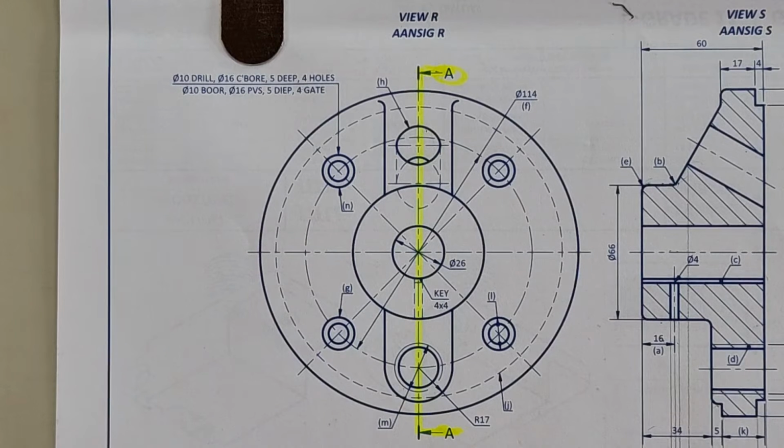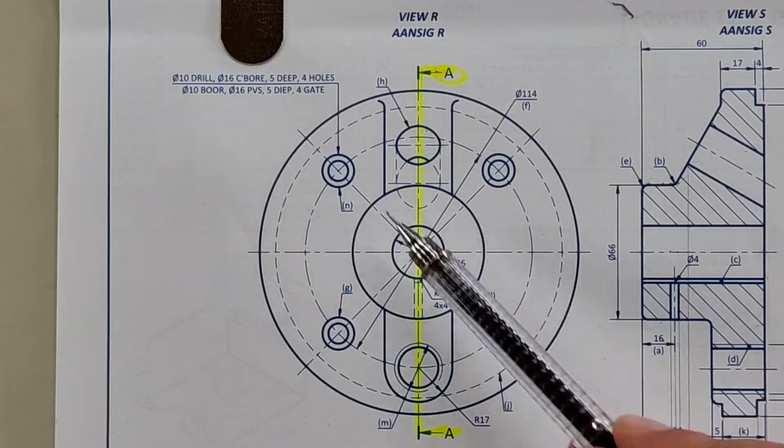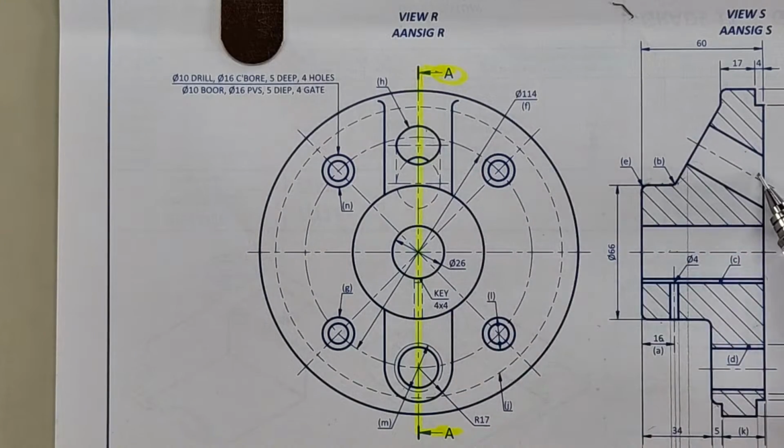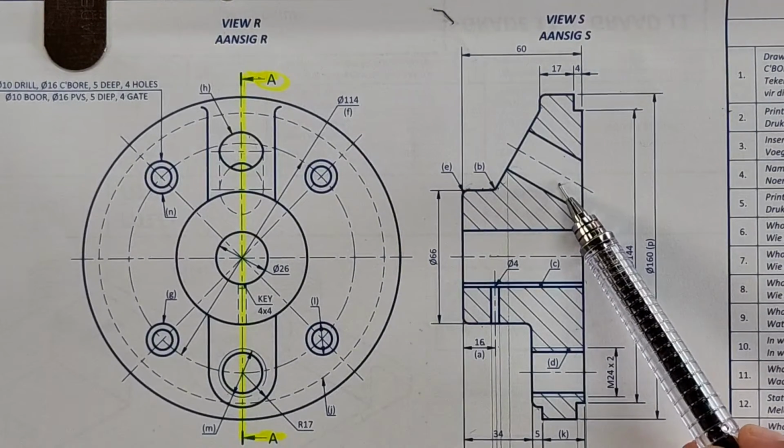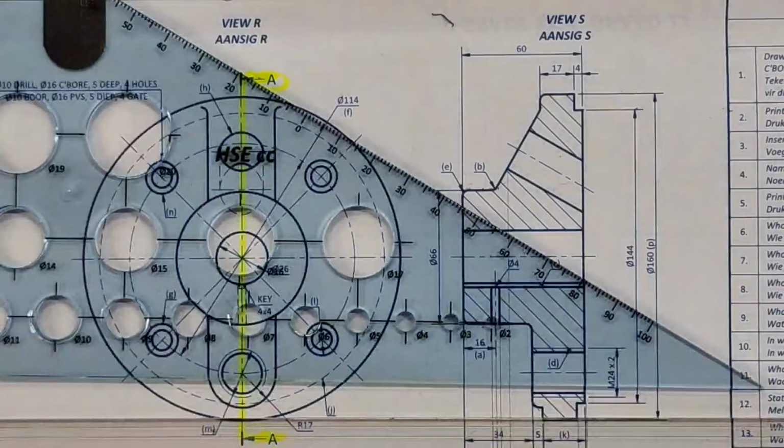Alright, what is the angle of hole H? This is hole H, that's the angle. If it's not specified somewhere, you will have to go measure it. I think that's going to be 30 degrees.